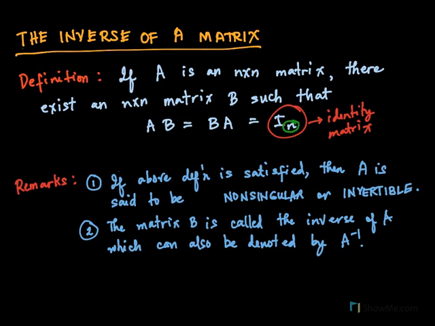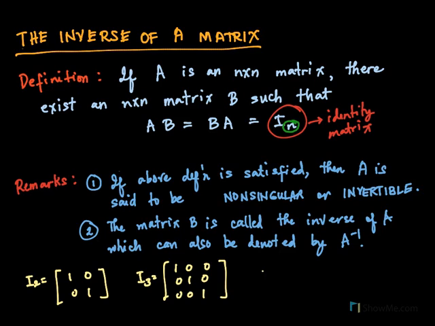Yung identity matrix natin, no, pwedeng let's say I2. Yung I2 natin, ang itsura niyan would be 1 0 0 1, or yung I3 natin 1 0 0 0 1 0 0 0 1, or yung I sub 4 is 1 0 0 0 0 1 0 0 0 0 1 0 0 0 0 1, and so on. So ganyan yung pattern kapag identity matrix.